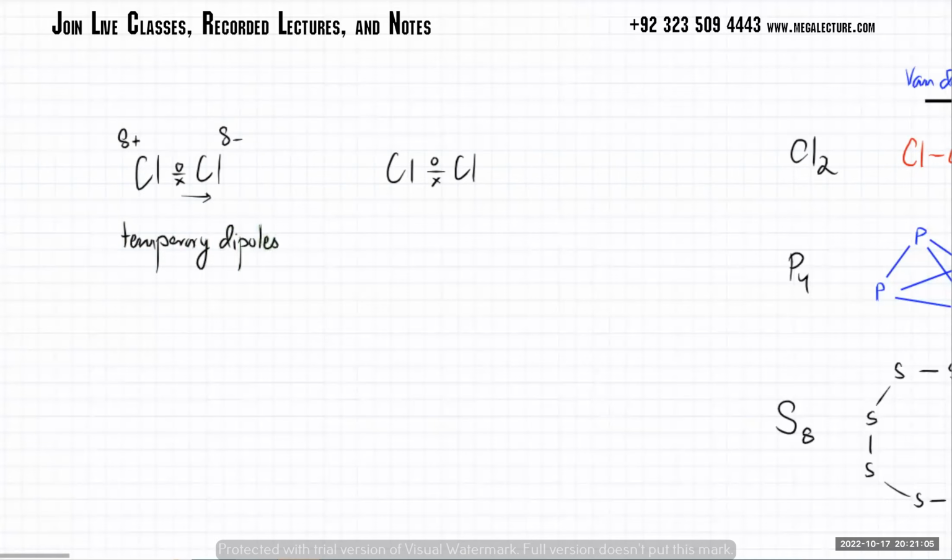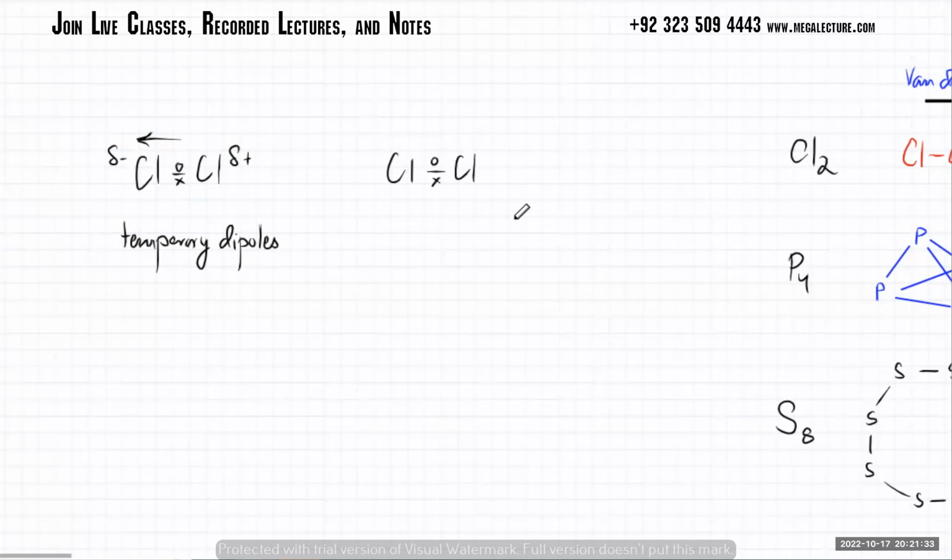But that only happened temporarily. Maybe in the next second, the electrons get evenly distributed again. So it doesn't have a temporary dipole anymore. And maybe in the next second, the molecule collides with another molecule and the electrons get knocked to the left side. So that side will become negative and that side will become positive. Right? Is this idea clear? That's known as a temporary dipole. Is this clear? Yes.